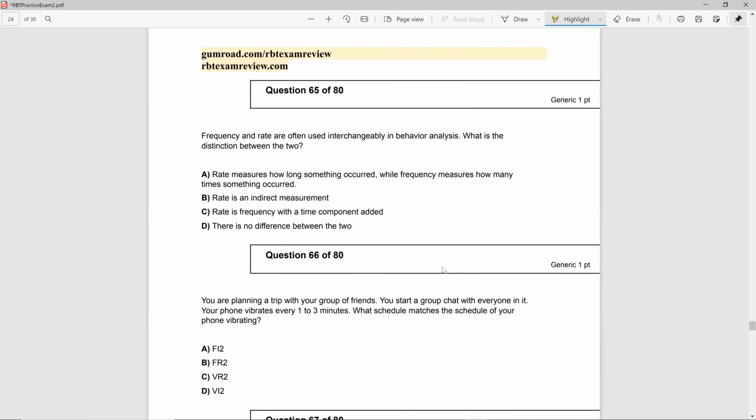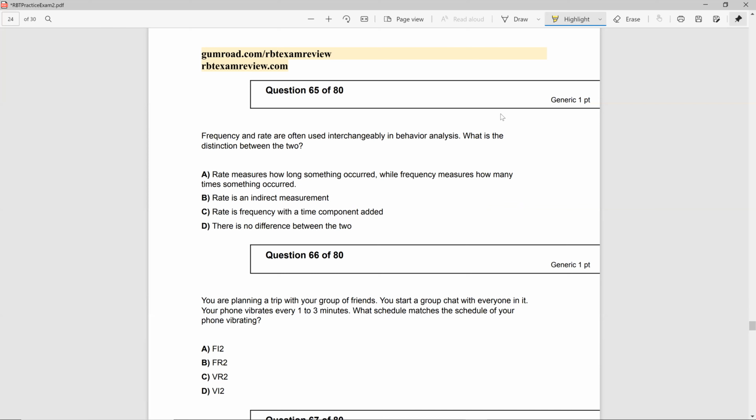All right, 65. Frequency and rate are often used interchangeably in behavior analysis. What is the distinction between the two? It's extremely common where frequency and rate are just referred to as the same thing. However, there is a difference, okay? And you should know the difference, okay? Because it's important that we use it the right way, even though a lot of people don't, all right? Everybody will either just say, take frequency data or take rate data, okay? But they're two different things. So what is the difference?